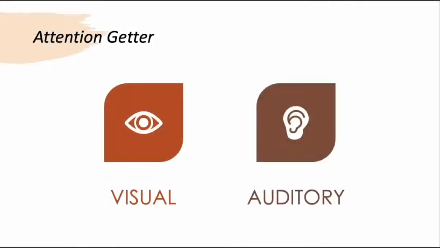All good attention getters should have 2 parts, a visual and an auditory component. If you notice from the video, the teacher said, eyes on me, and then raised her hand in the air. The auditory part, eyes on me, helps get the class's attention if the students aren't looking at the teacher. The visual part, her hand in the air, can get the class's attention if the class is loud and it's hard to hear.